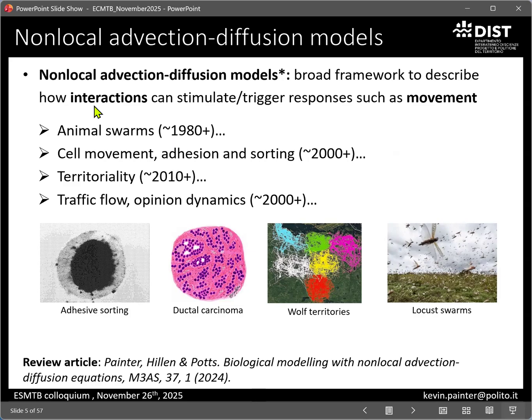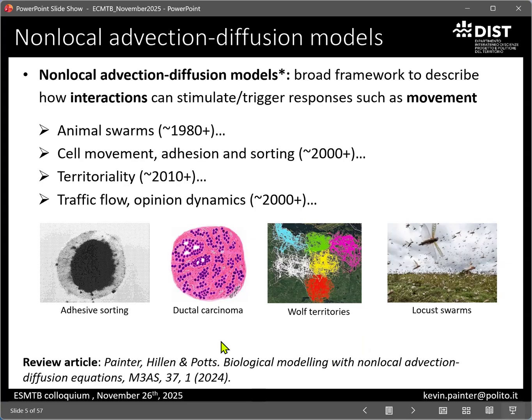In their original application, they were very much motivated by problems of animal swarming, such as locust swarms. That was in the late 70s, early 80s. From around the 2000s, they've been used to model cell movement, adhesion, in the 2010s, territoriality, and much more, and more recently in problems to do with things like traffic flow and opinion dynamics.